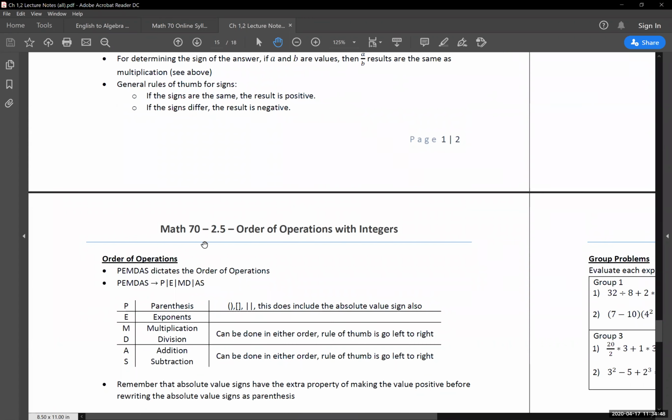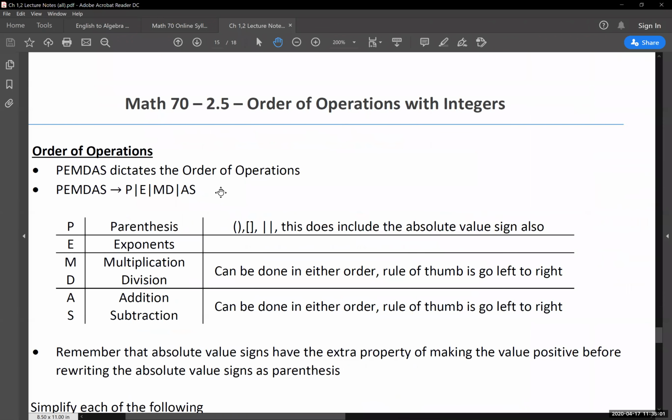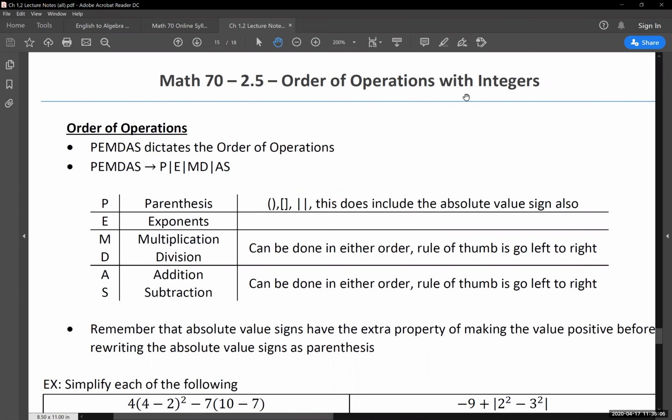So 2.5 has us working with the order of operations with integers. And order of operations, it's still PEMDAS. Nothing is changing on that front. Nothing is changing on the process that we are going to be using. So all of the previous notes that we had for working with order of operations with PEMDAS in the past, it's the exact same thing. Nothing is changing at all.